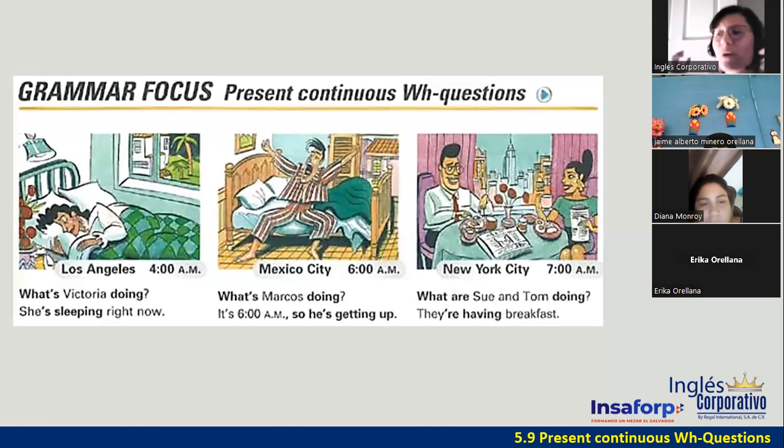Number two, we have Mexico City. And in Mexico City, it's 6 a.m. in the morning. Okay? And Marcos is in Mexico City. So the question is, what's Marcos doing? Well, it's 6 a.m., so he's getting up, right? Se está levantando. But we moved to New York City, and in New York City, it's 7 a.m. Estamos hablando al mismo tiempo, ¿verdad? In New York City, it's 7 a.m., so it's 1 hour ahead. And the question is, what are Sue and Tom doing? Well, they're having breakfast, right? They're having breakfast. Look, it's 7 a.m., right?